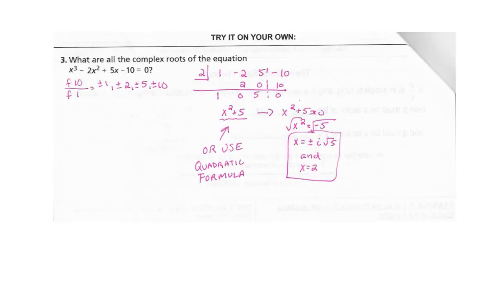Okay, so your P over Q is just factors of 10 over factors of 1. So they're nice whole numbers. You just got to test them. The one that worked was x equaling 2. To reduce this to a quadratic, I didn't use the quadratic formula because it was already set up as x squared plus 5. So I could just subtract the 5 and take the square root. But you could obviously use the quadratic formula for that and you get the same solution.